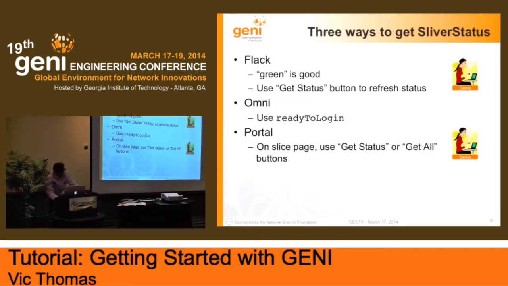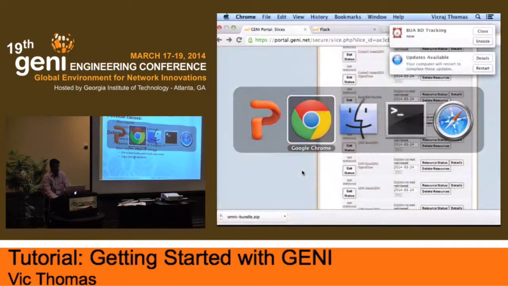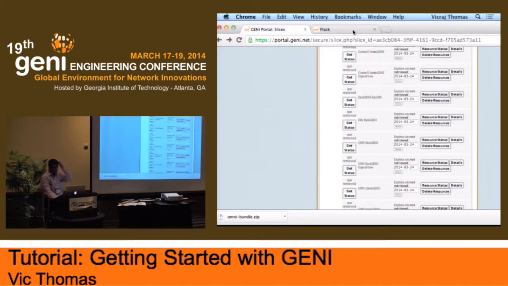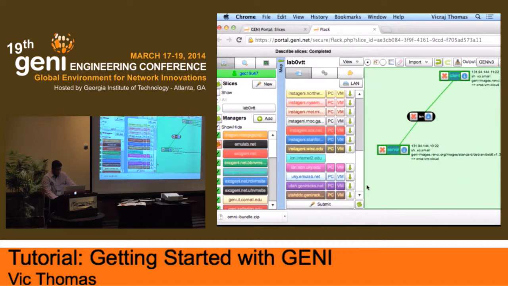So we already talked about the get status. Another way of getting status is using the ready to login, which we did in our exercise. Or you could go to the portal, which I just did, and got the status of the resource. Another thing that we hear about is, oh, my resources disappeared. I had them yesterday, they're gone today. Well, it could be your slice expired. And if you go to the portal, or even Flack, they will tell you when your resources will expire.